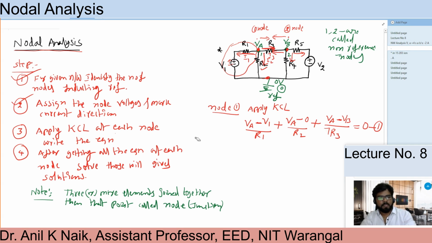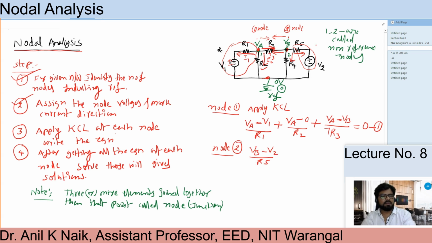Now I'm going to take here that node point, node 2. Now I'm considering node 2, and again I will write the equation here. With respect to the node, if you take this branch, can I say it is nothing but VB minus V2 by R5?